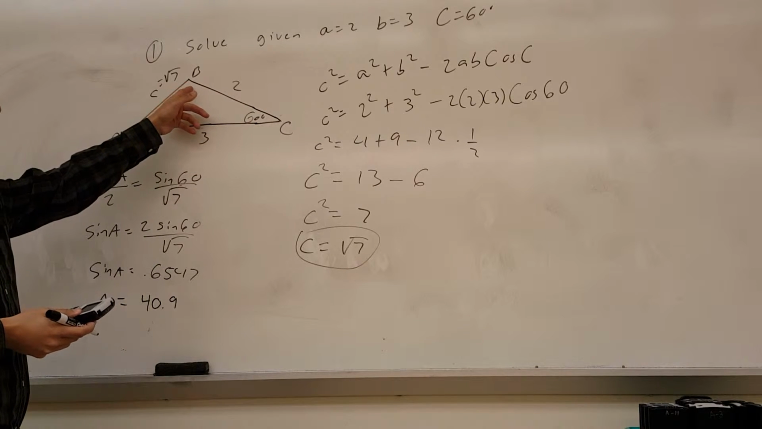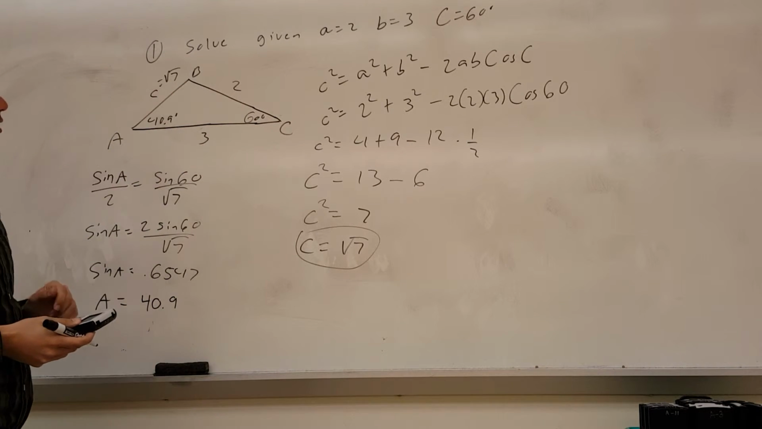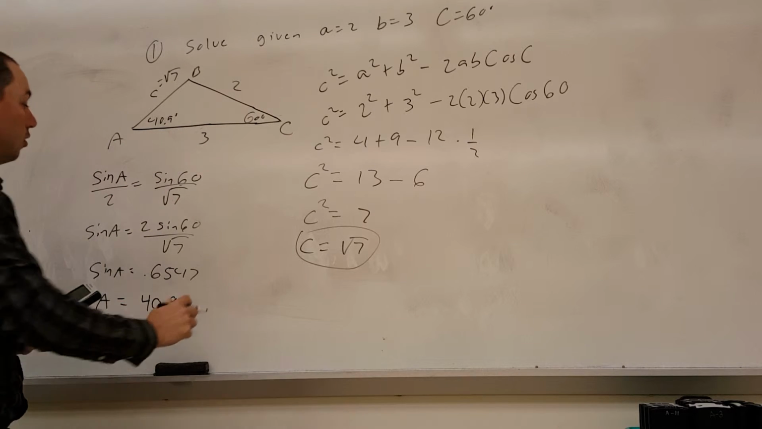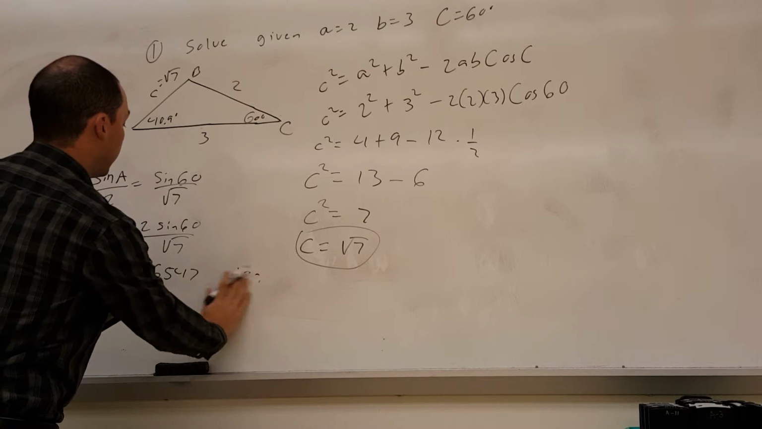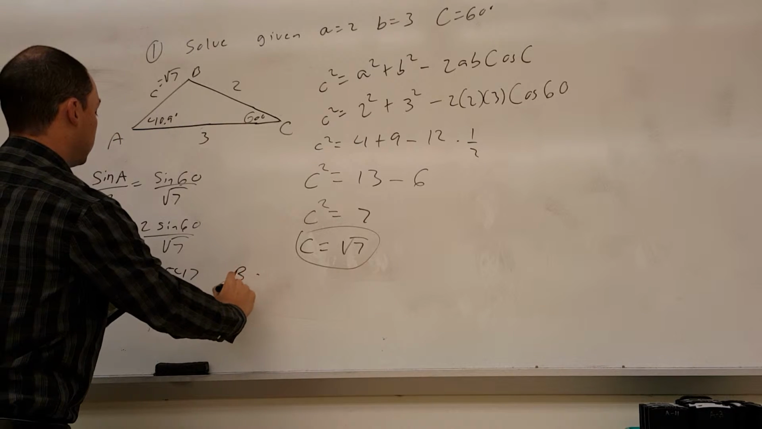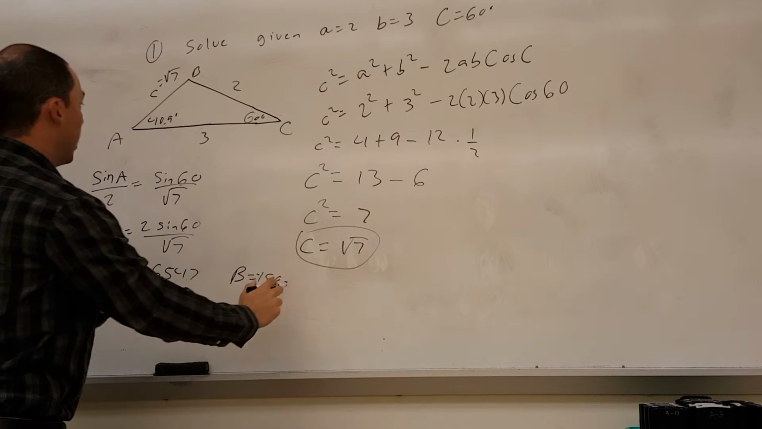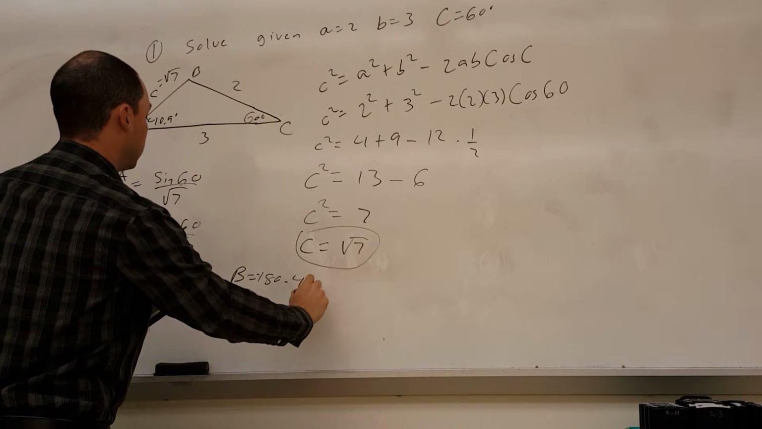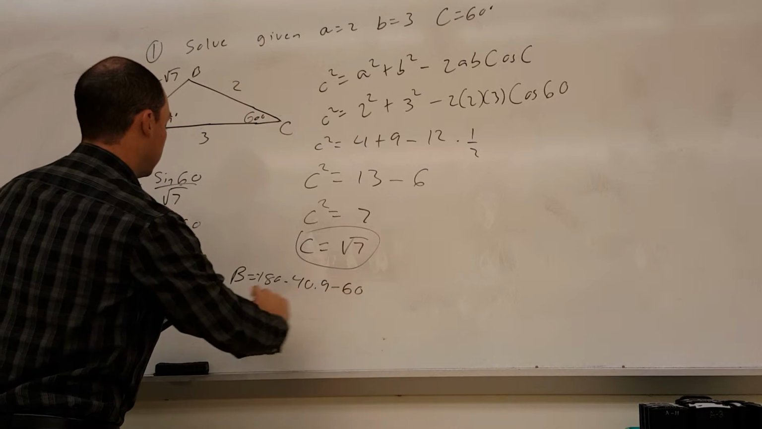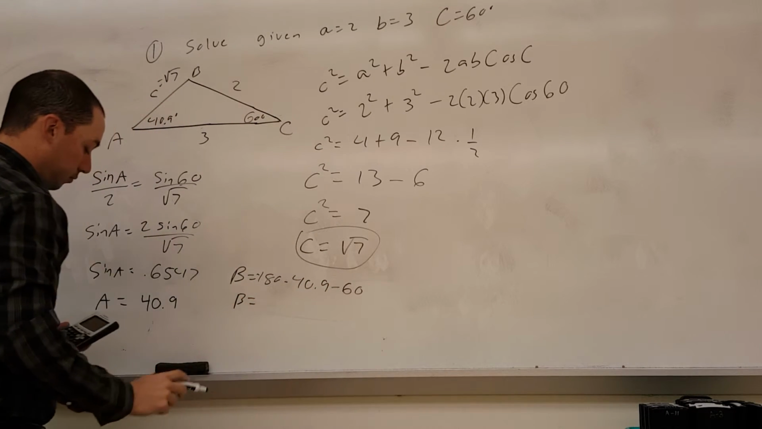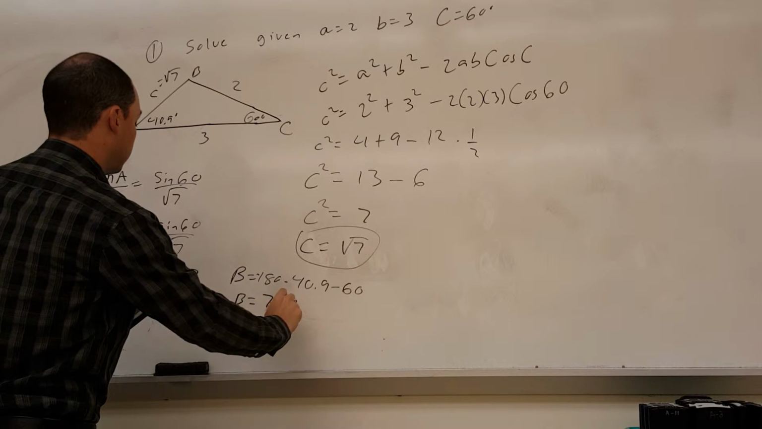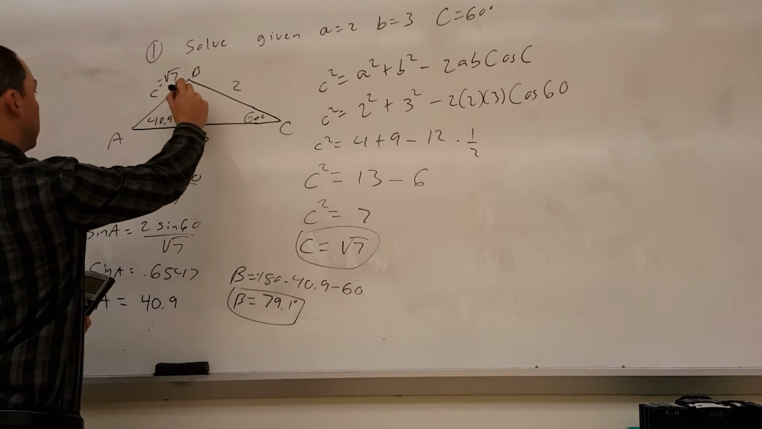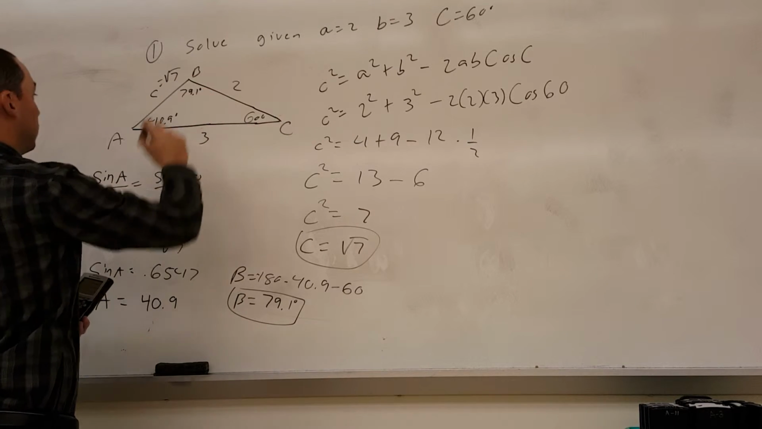What's left is to solve for side B, or sorry, angle B. There's 180 degrees in a triangle, so angle B is equal to 180 minus 40.9 minus 60. Angle B is equal to 79.1 degrees. That's it.